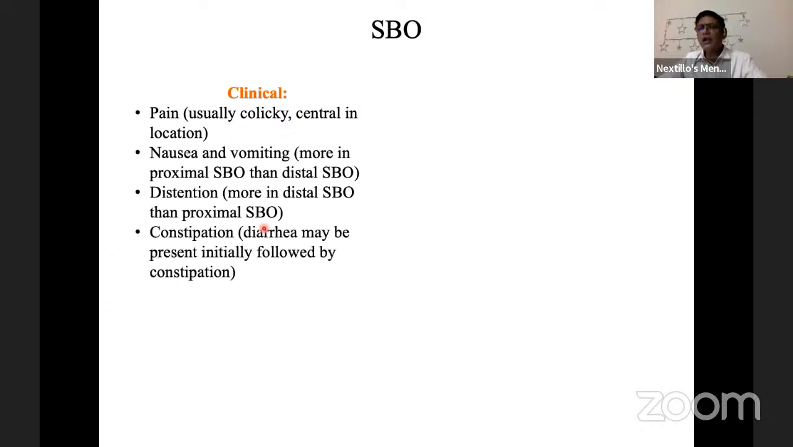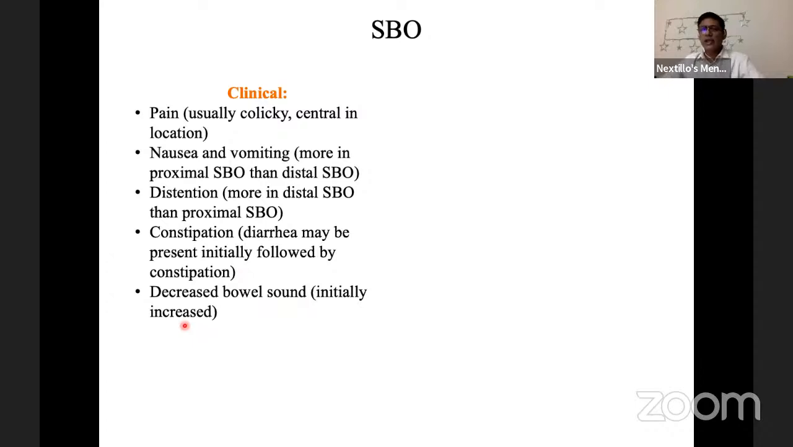Further on, there are two features: constipation and decreased bowel sounds. Now, over here, constipation as such is a feature of complete bowel obstruction. Now, what happens here with these two features, the constipation and the decreased bowel sounds? Initially, in place of constipation, we have diarrhea. And initially, the bowel sounds are increased.